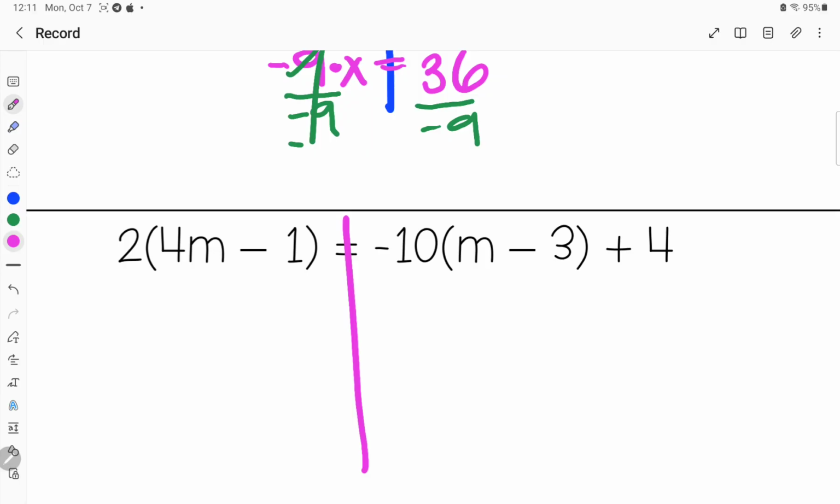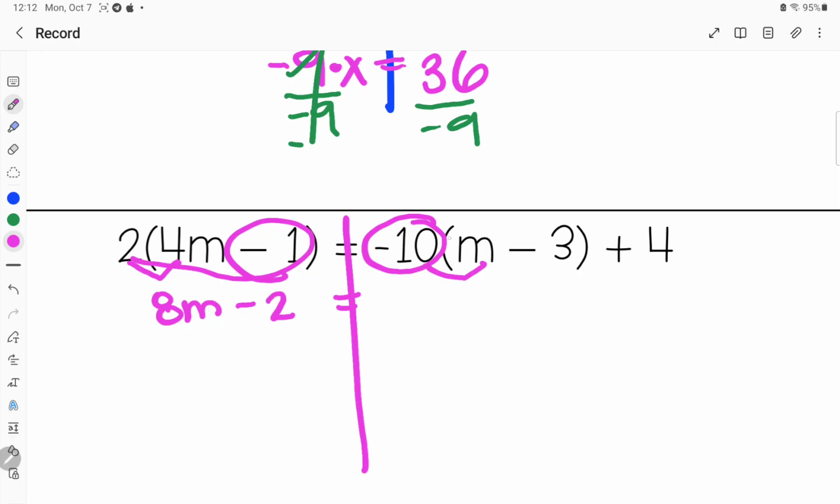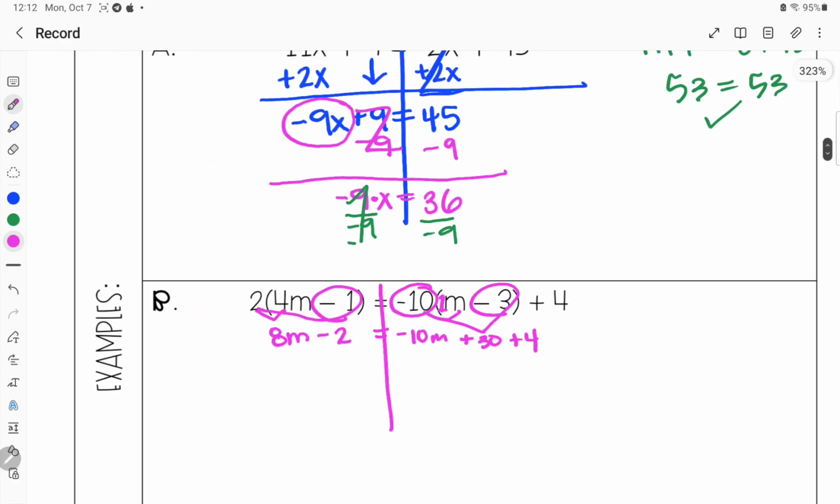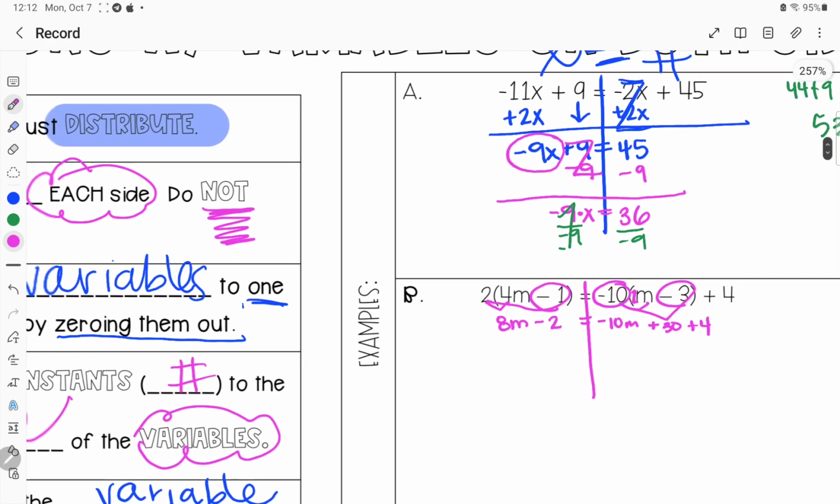So first thing I need to do is distribute, not forgetting my sign in front. So those 2 together are going to give me 8m, and those 2 together will give me negative 2. On this side, I'm doing negative 10, and even though I can't see it, I'm going to put a 1 there, which will leave negative 10m. And then again, sign in front, negative 10 times negative 3 is positive 30 plus 4. I have not done anything other than make sure that all my parentheses are gone.